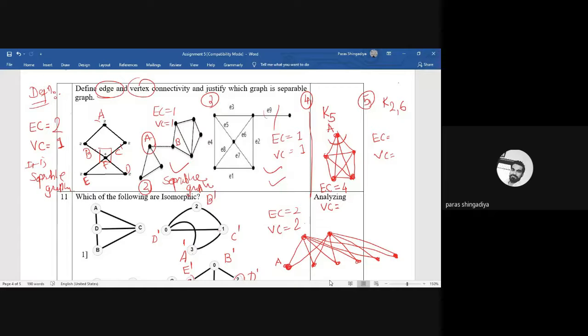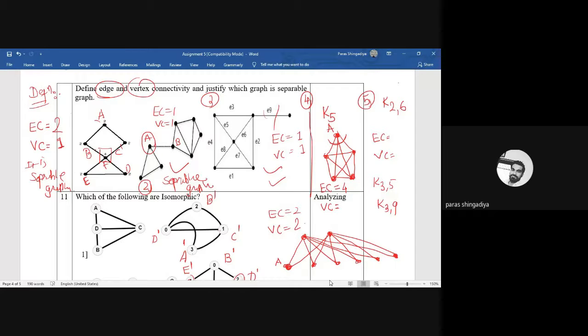And in a complete bipartite graph, if we have the K3,5 graph, then what will be the edge connectivity? That will be 3. And what will be the vertex connectivity? That is also 3. Clear? If we move to the K3,9 graph, then what will be the answer for edge connectivity? 3, sir. 3. And the vertex connectivity? That is also 3.